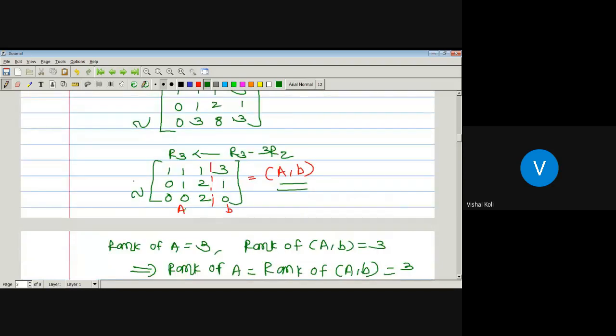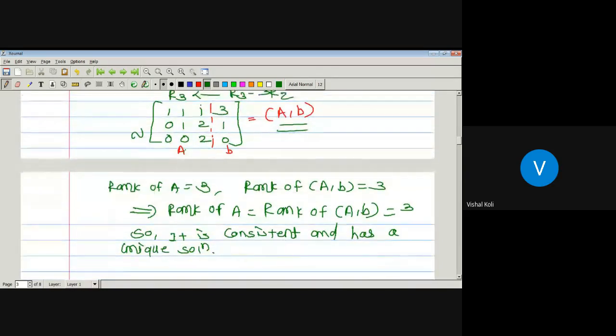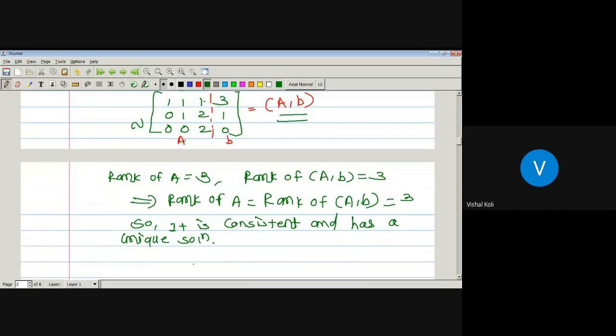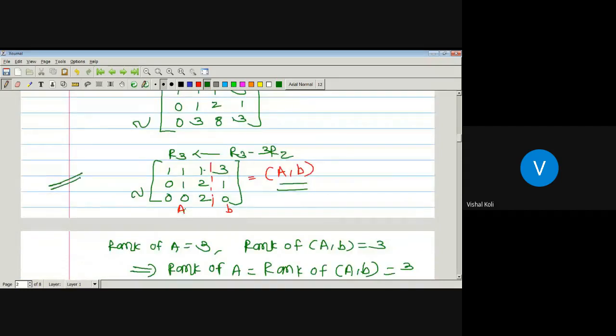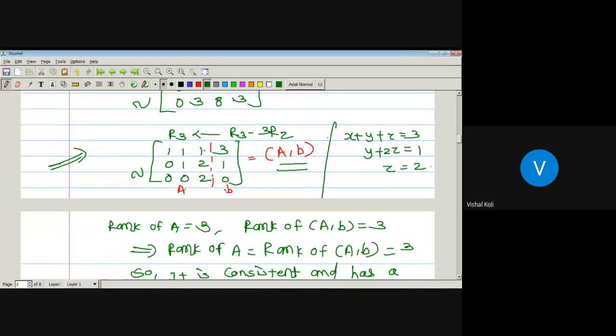And we can find out the solution easily now. Now we know that this one is nothing but x plus y plus z, which is equal to these 3. We know that we have to take the equality sign just before the values of our matrix B. Therefore, it is nothing but x plus y plus z is equal to 3, y plus 2z is equal to 1, and 2z is equal to 0.